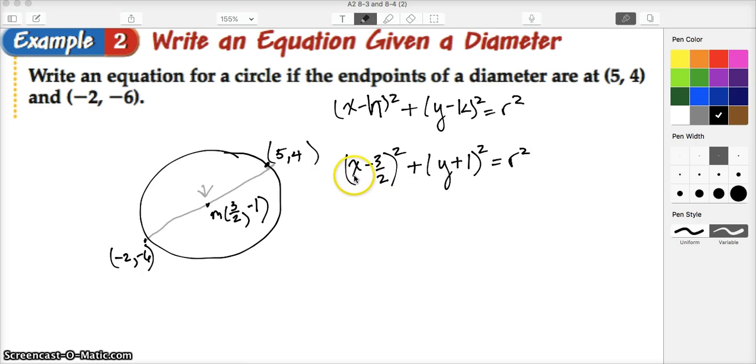Okay, so the first thing I did is I put in the center point, h, k, which is -3/2, -1. Minus a minus 1 becomes a plus 1, so y plus 1 quantity squared. Now we need to find the radius, which we said uses the distance formula.